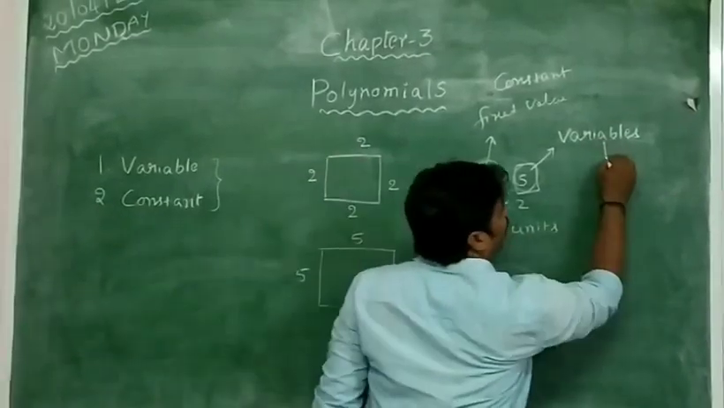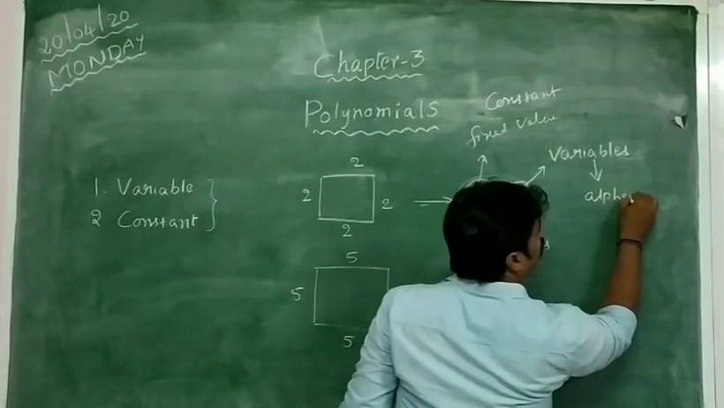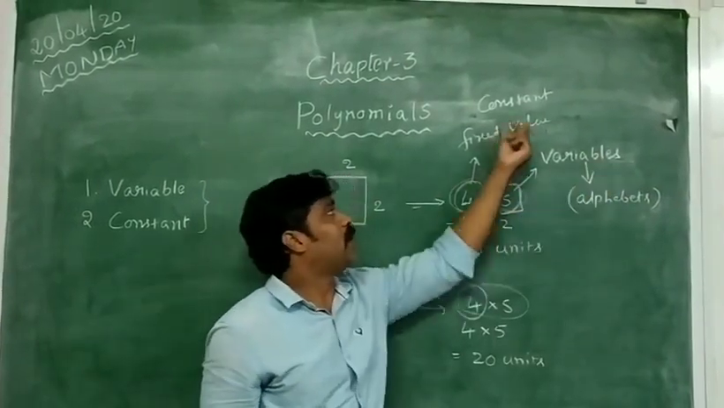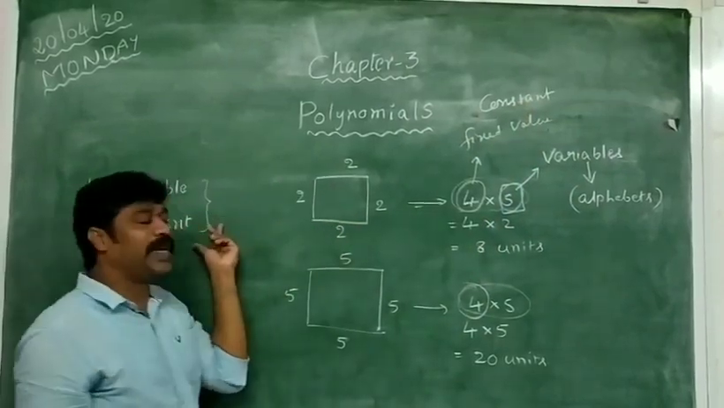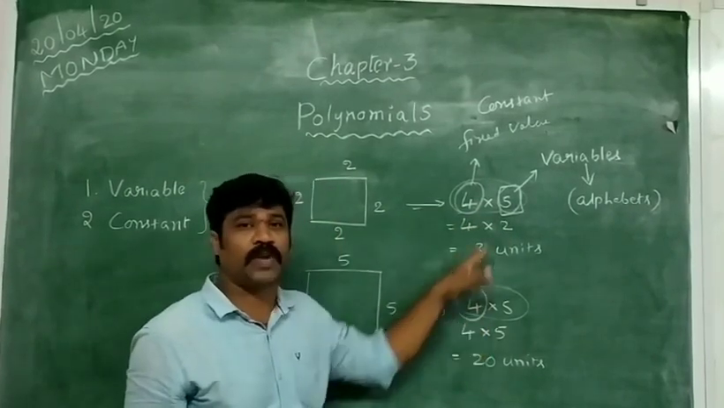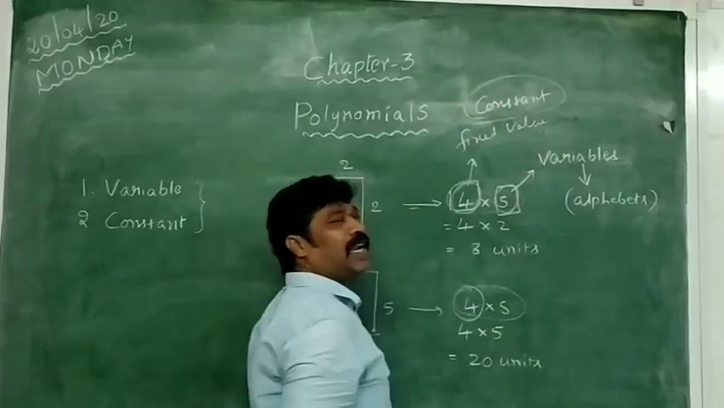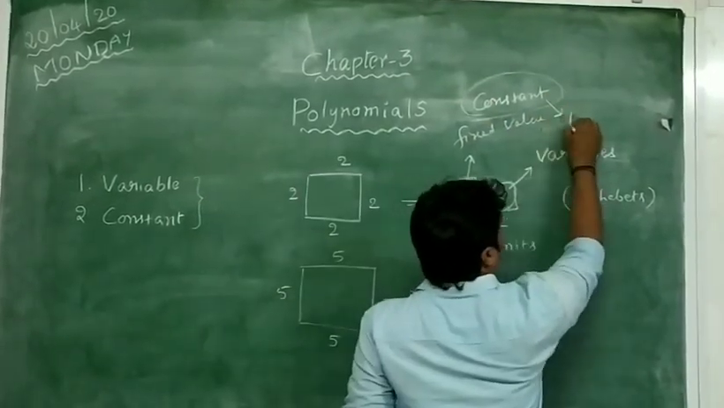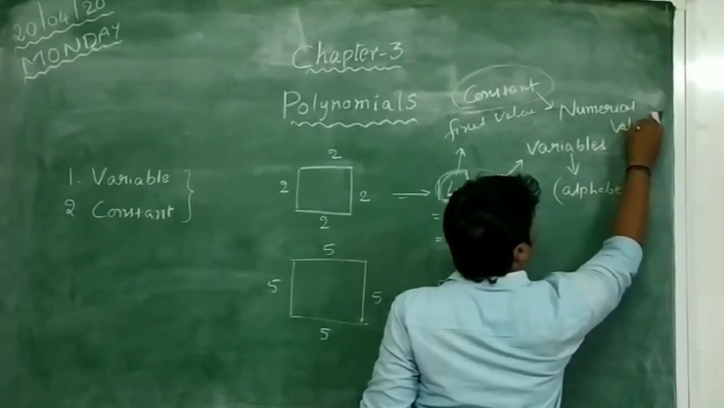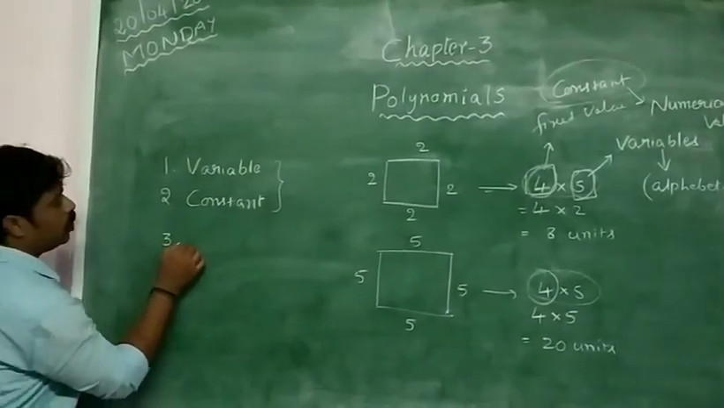In this we consider all alphabets as variables. Similarly, constants are the quantities which have fixed values. Here 4 is the fixed value, and here also 4 is the fixed value. We are not changing it. So this type of fixed values we call constants, and generally numerical values are constants.